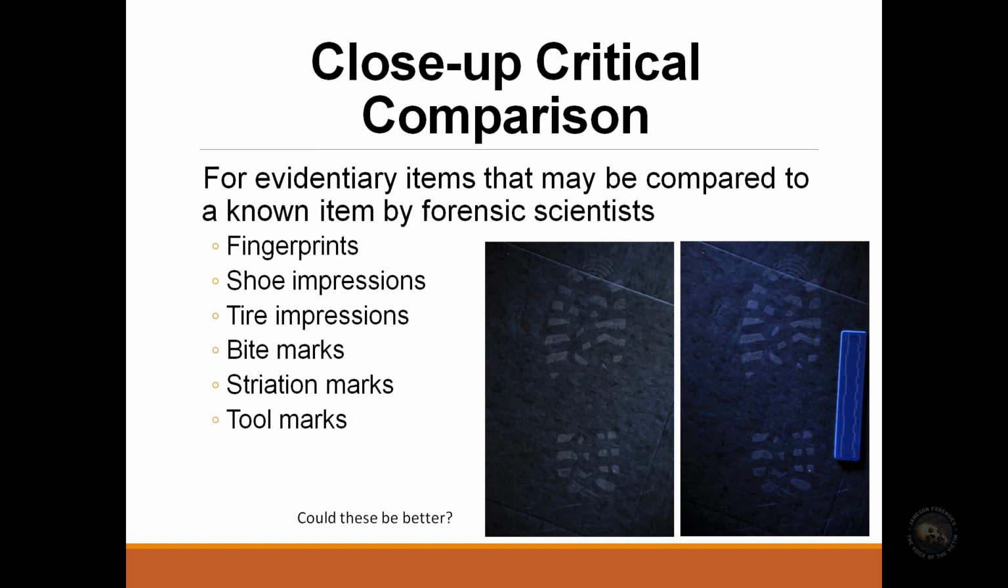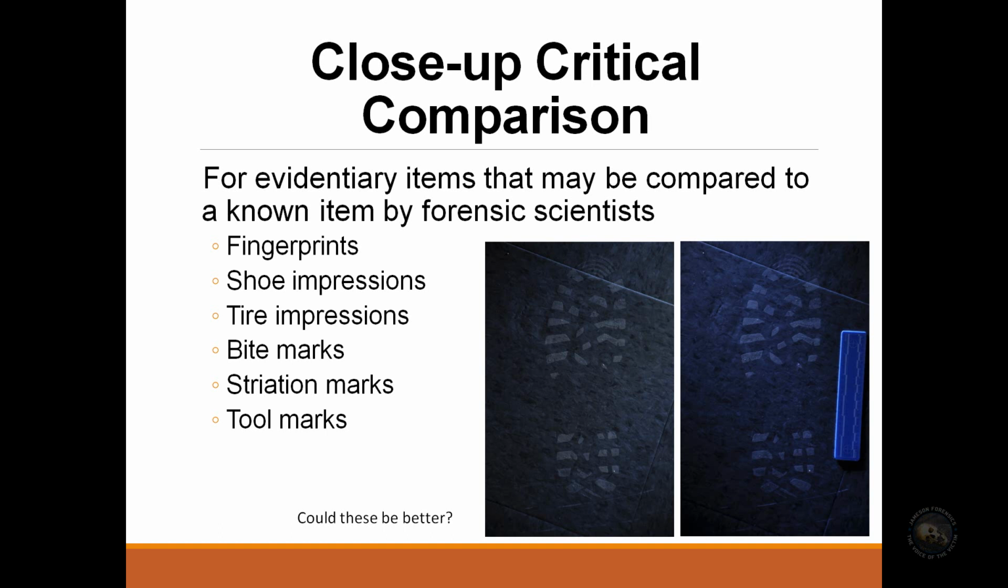So, close-up critical comparison. This is for evidentiary items that may be compared to an unknown item by forensic scientists, like fingerprints, shoe impressions, tire impressions, bite marks, striation marks, and tool marks. So these could be a little bit better. We could have filled the frame a little bit better.